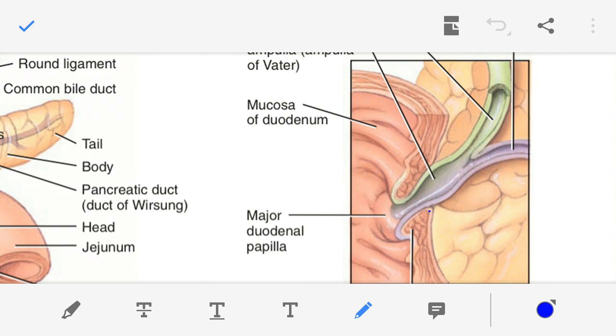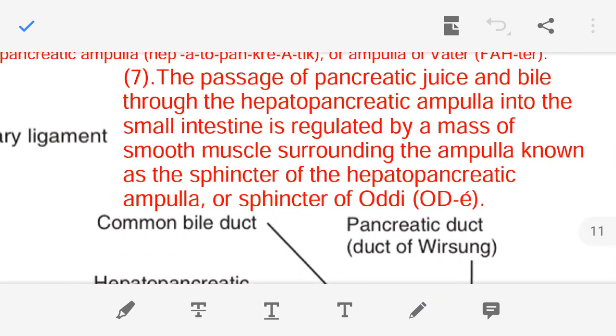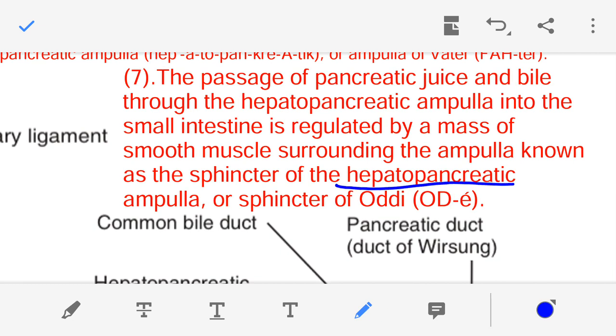So when the sphincter is open, when the smooth muscle of the sphincter is relaxed, this ampulla will pour the pancreatic juice, okay. So this sphincter is known as the hepatopancreatic sphincter, the sphincter of the hepatopancreatic ampulla, or the sphincter of Oddi.